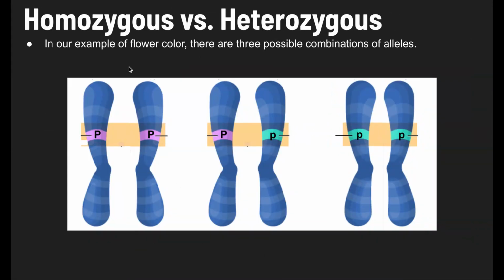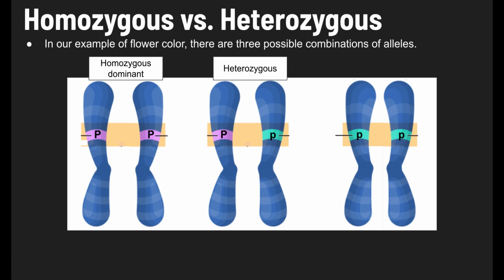So in our example of flower color, there's 3 possible combinations of alleles. This one would be homozygous dominant, and that's because there are two dominant alleles, big P, big P. Then there's heterozygous. That's where you have one of each. So you have a dominant allele and a recessive allele, a big P and a little p. And then there's homozygous recessive, which would be two recessive alleles, little p, little p.